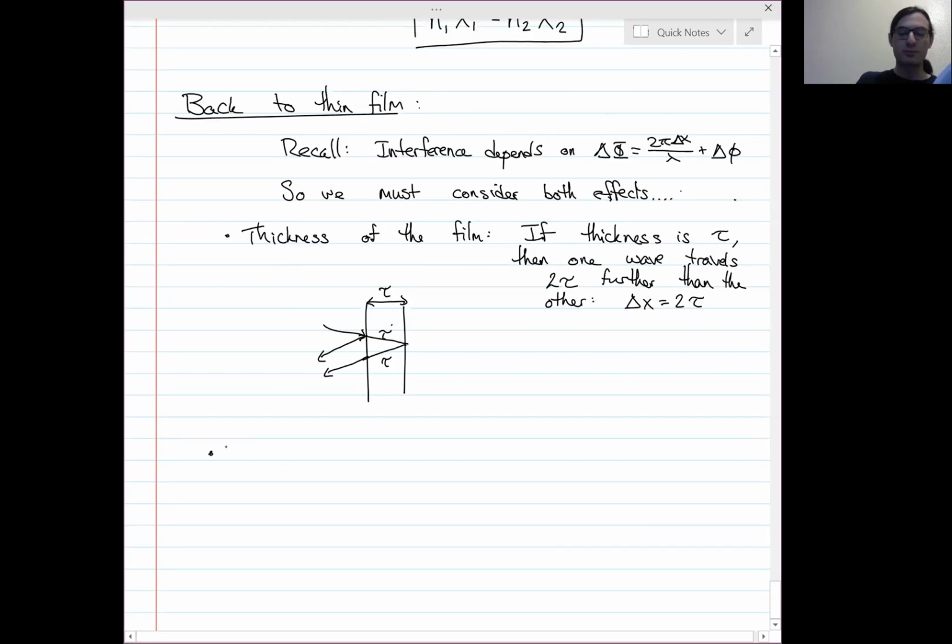Also, the index of refraction plays a role. Because when we talk about how much further along in a cycle a wave travels, that depends on the wavelength, right? So not only is it the distance of the thickness of the film that the wave travels, we also need to take into account that the wavelength outside of the film is different from the wavelength inside of the film.